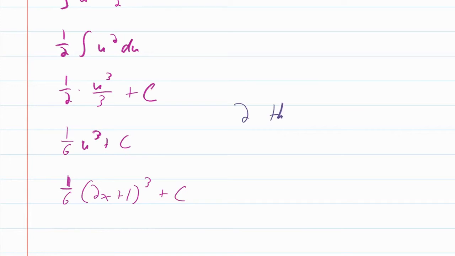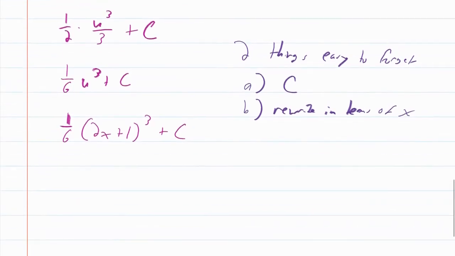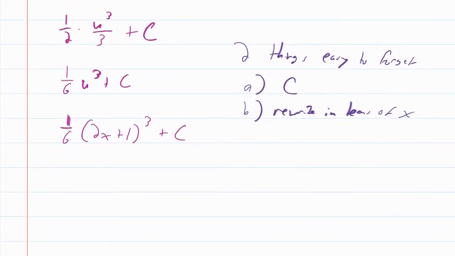Two things people forget. Two things easy to forget. The first thing is the c. So don't forget the c. The second is to rewrite in terms of x, not u. So please don't do those two things. I typically, in the school year, take off a point for each of those, and there are some that just mess it up in every problem. I have to take off a point in every problem because then they never do it again.